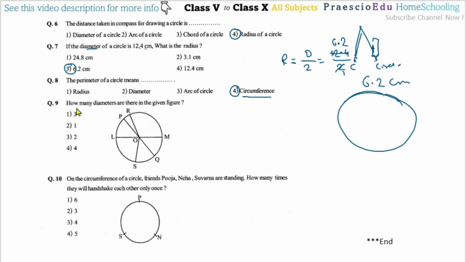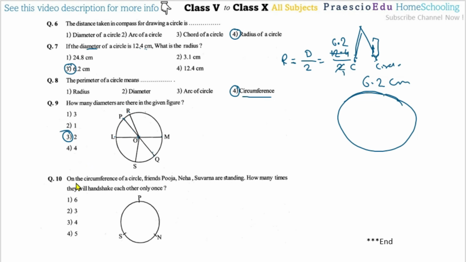Now question number 9, how many diameters are there in the given figure? In this figure, the diameter means this line passing through this one, P and Q, which are opposite because this is a straight line. Now ROS is not a diameter because these are different lines making an angle, and a diameter is always 180 degrees, a straight line. So PQ is a straight line and LM is also a straight line, and both pass through the center of the circle. So these are two lines, which means option number 3 is the correct one.